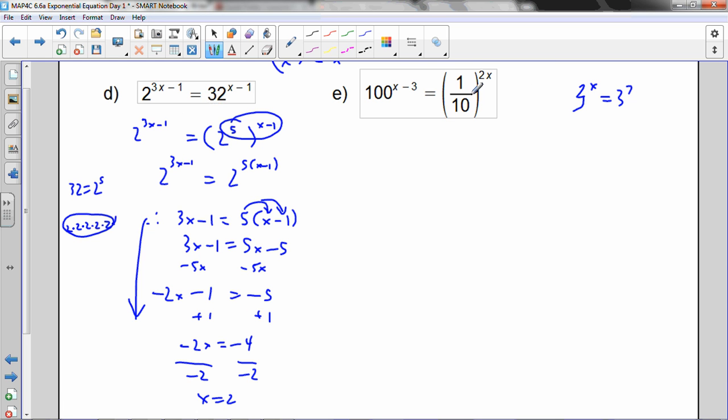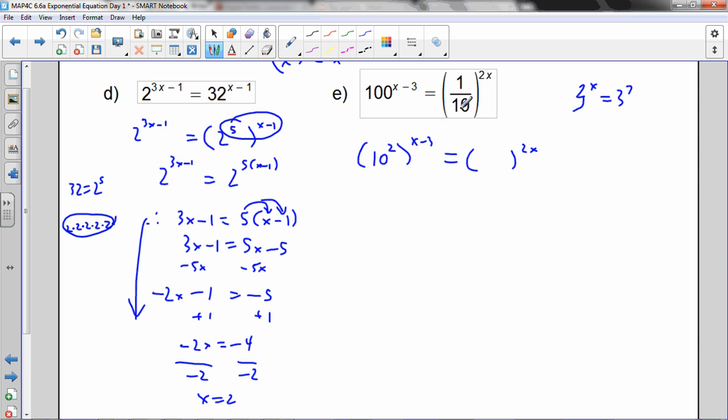This one looks more difficult. I've got a fraction on this side. I've got 100 on this side. It's hard to see what my common base is going to be on the left side and the right side. Well, let's think about this for a second. I'd like this thing to be the same thing. Not 2, it can't be 2. Well, maybe 10, right? 100 is 10 squared.